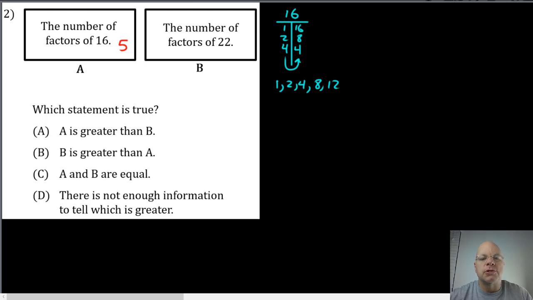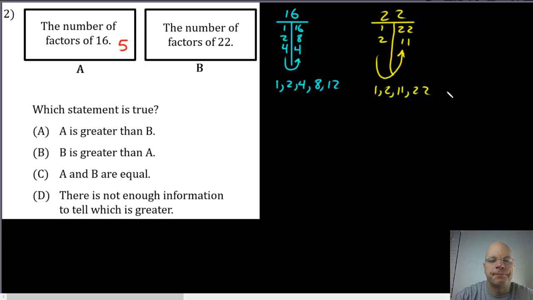The number of factors of 22, so make a UT for 22. 1 multiplied by 22, 2 multiplied by 11, 3 doesn't work, 4 doesn't work, 5 doesn't work. And so there's really only 4 factors for 22: 1, 2, 11, 22. So when you see a larger number, the larger numbers don't necessarily have more factors than the smaller numbers. So which statement is true? In this case, A is greater than B.